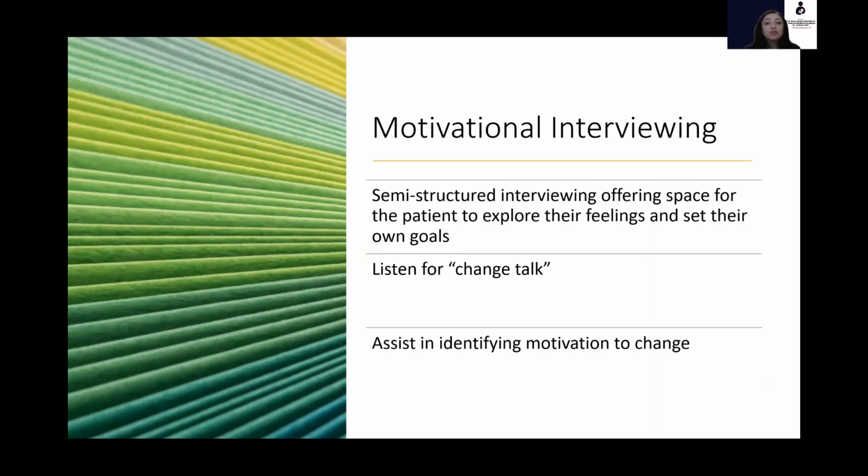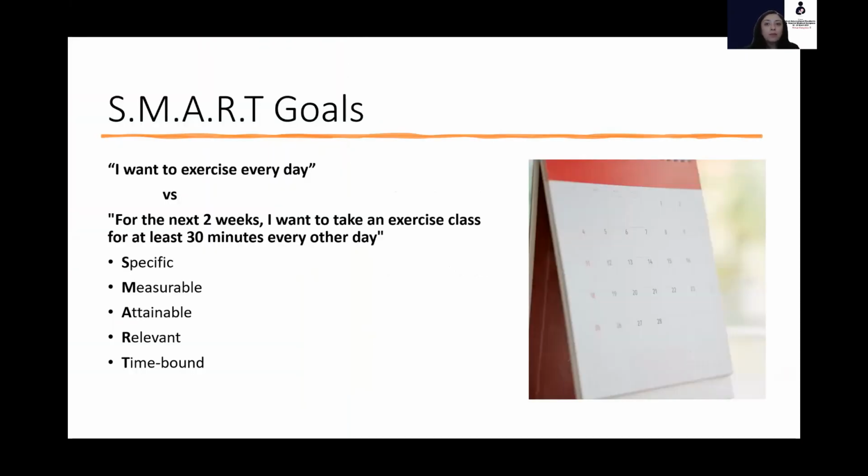So this is a semi-structured interviewing technique to offer space to the patients to explore their feelings and set their own goals. We need to be on the lookout for change talk. What motivates this child? What will drive them to change? And we need to help them identify these motivating factors. And once we have done that, we need to help them set what we call SMART goals.